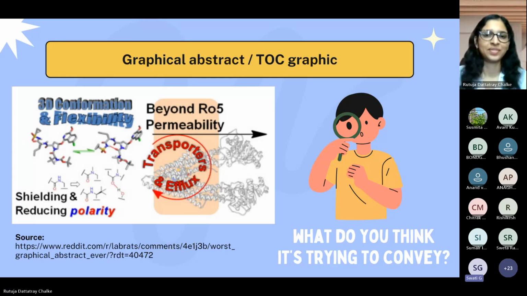Yeah, so a table of content, as in, I'm not getting it. Is there any example? Yeah, so we are actually moving into that area. But before that, I would just like you to go through this and then I'll explain what a TOC graphic or a graphical abstract is. So would anyone like to guess or say what they're trying to understand from this?